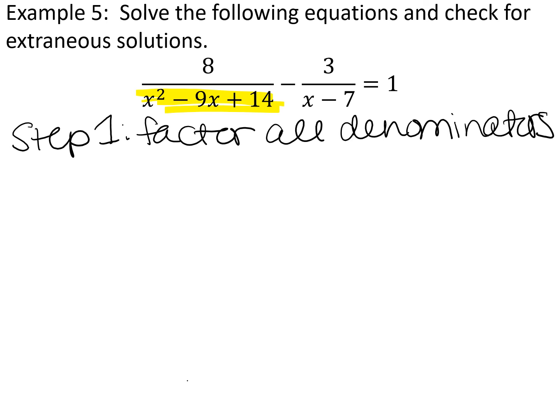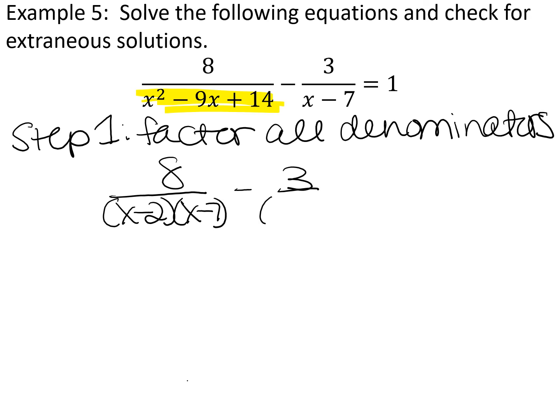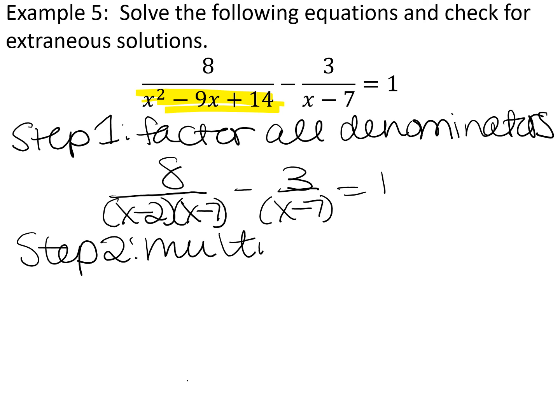Okay. 3, 2, 1, go. So I'm going to end up with 8 over x minus 2, x minus 7, and you should be checking that. I checked it in my head. That one is factored, and then there's no denominator on the 1, making an invisible 1. Then we want to multiply by the LCD every single term. I'm going to say expressions.